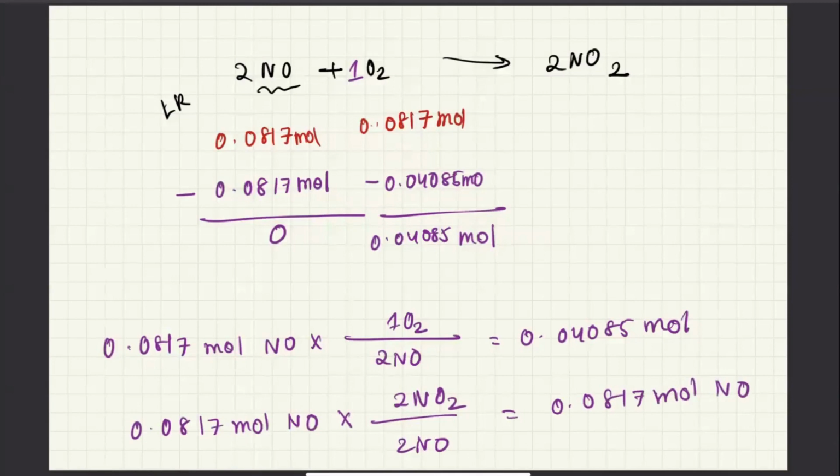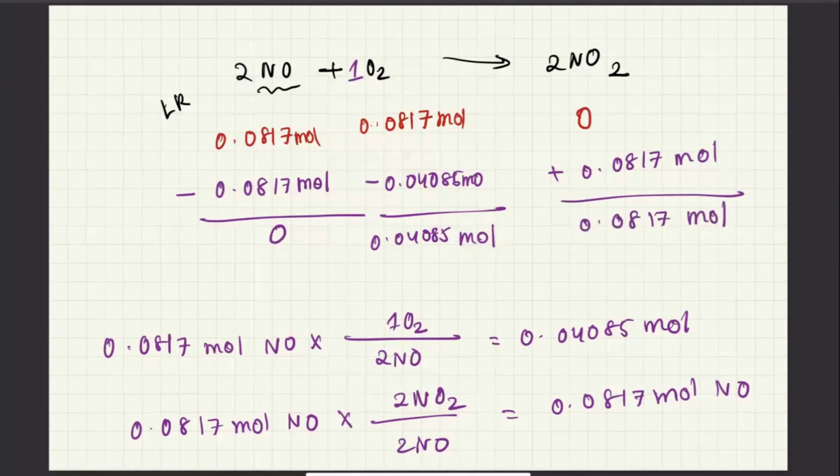So let's just write that. So previously it was what? 0. And then we increase with 0.0817 mole. So at the end, we have what? 0.0817 mole. So, okay. So we have the total number of moles. So we're good there, right? Now what do we do next? Now that we have the mole, we can find the partial pressure.